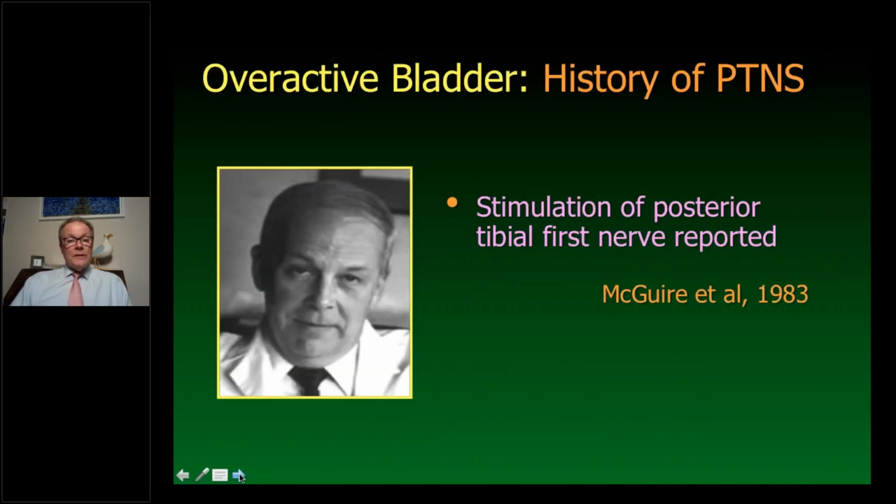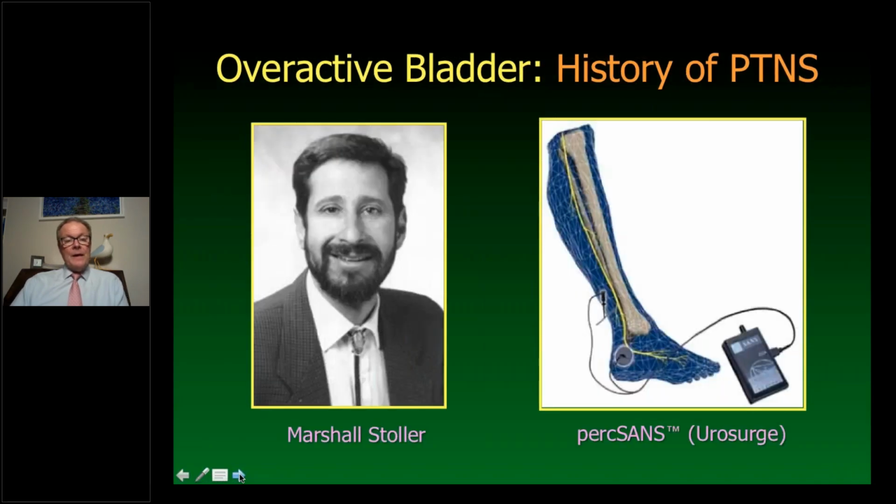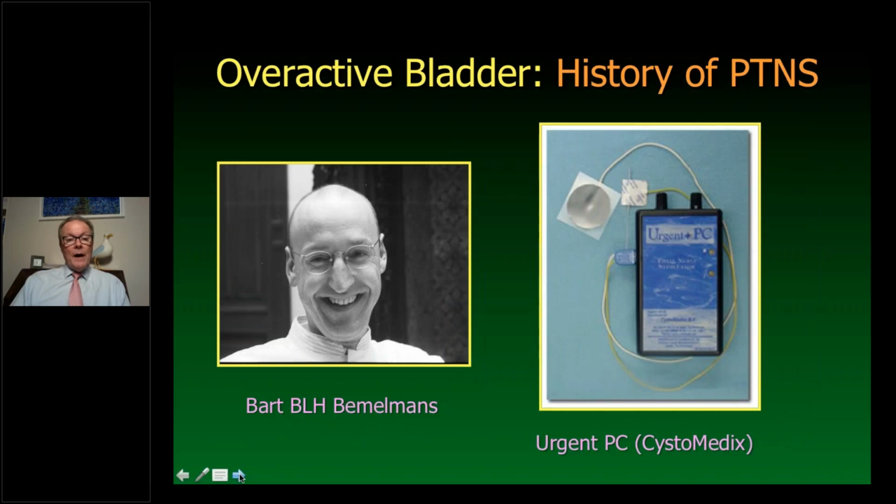So posterior tibial nerve stimulation was first described by Ed McGuire, who was a urologist from California, in 1983. Subsequently, this was popularized as Percuflex or Urgent PC by Marshall Stoller in the United States. And then subsequently within Europe, Bart Bemelmans described the use of Urgent PC, which is the predecessor, of course, of the Urgent PC that we're all familiar with using today.